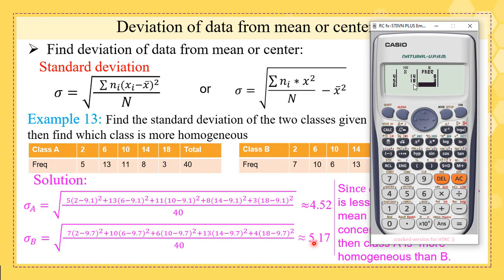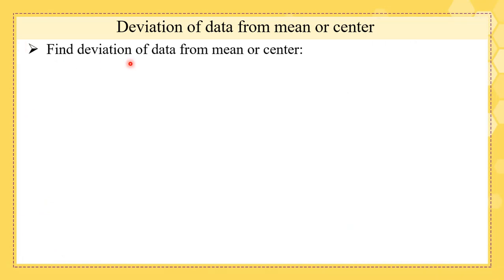We note that the scores and the frequencies have the same number of entries. Then escape, shift 1, 4, 3. The standard deviation of Class A, rounded to the nearest 10 to the minus 2, is 4.52. Same for the standard deviation of Class B using the calculator. Find the deviation of data from mean or center.